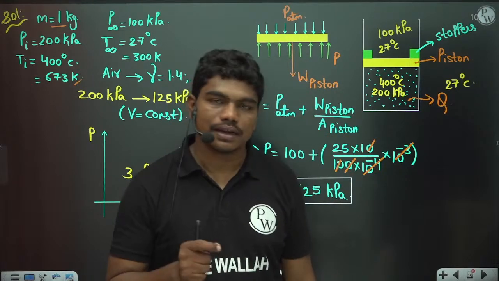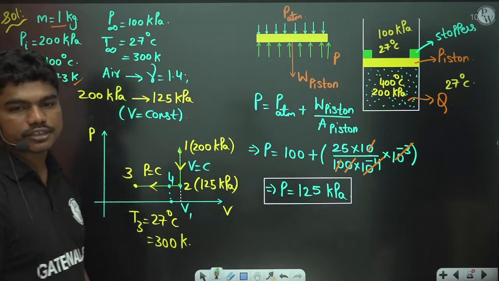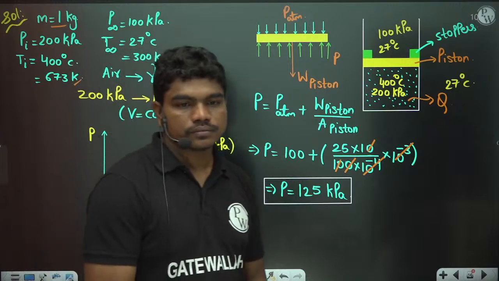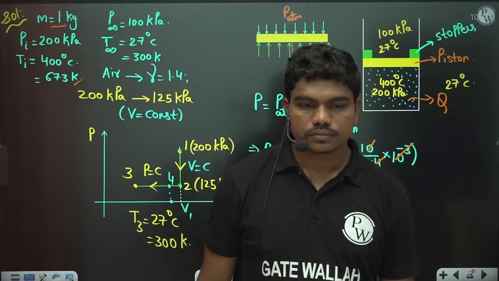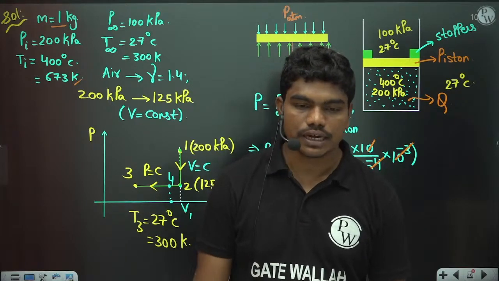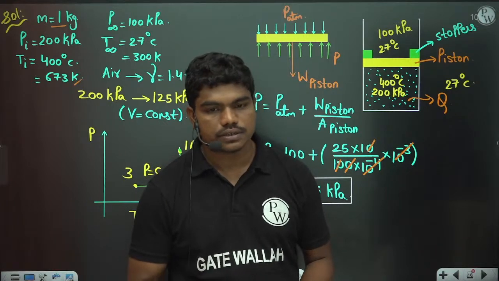So that's why the PV diagram is as per this: 1 to 2, and 2 to 3 is a constant pressure process actually. So clear to all of you? So this is a very nice question actually. We have used a lot of understanding of thermodynamics in this.